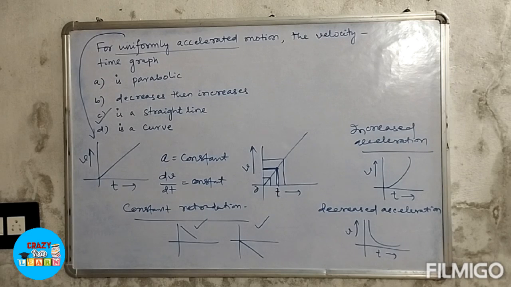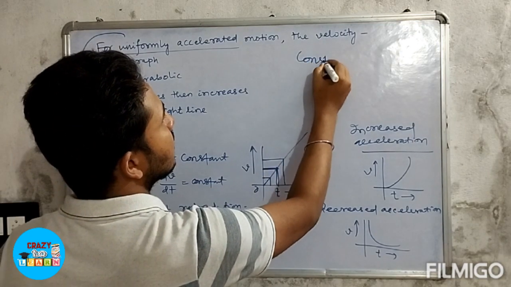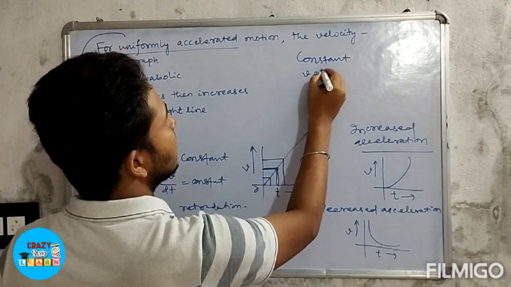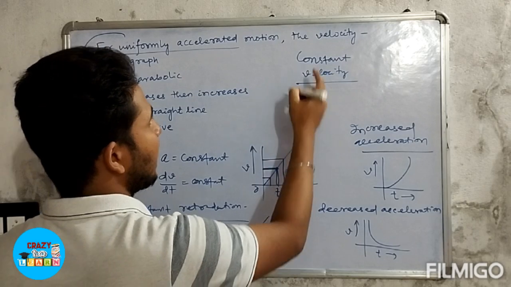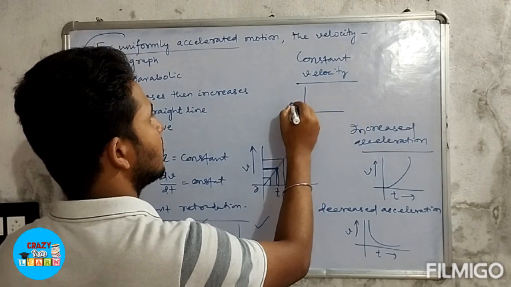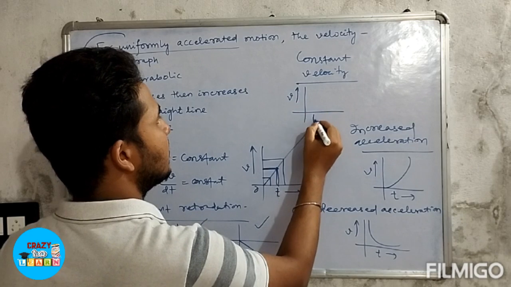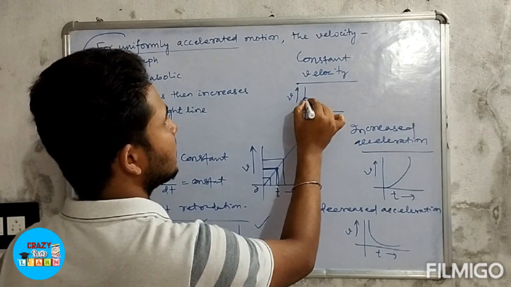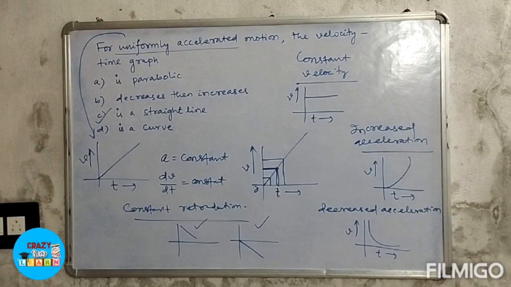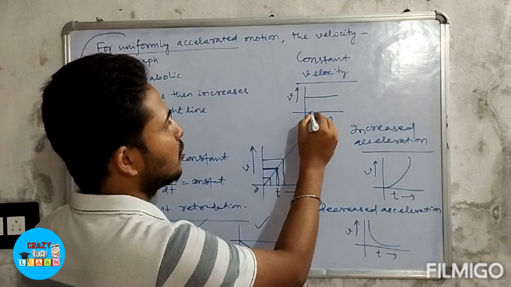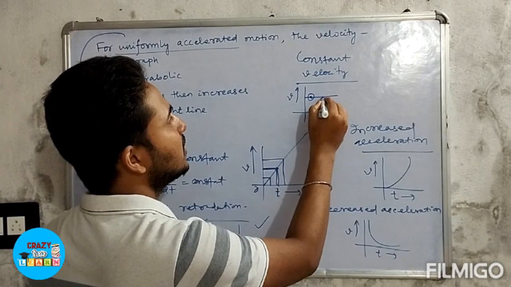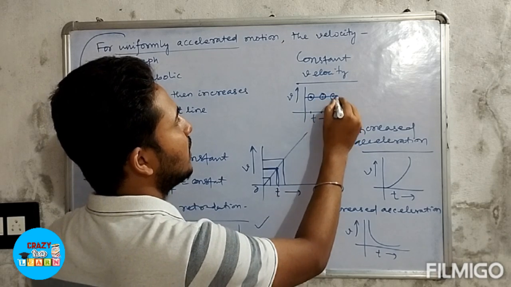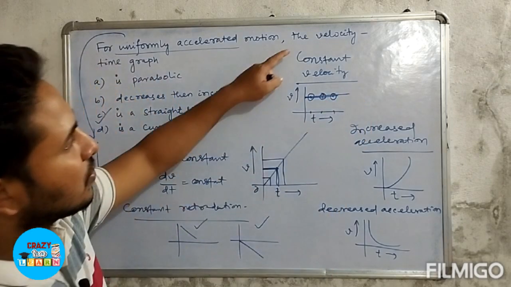If it is asked you about moving with constant velocity, then what is the velocity time graph? The velocity time graph for constant velocity: the change of velocity is constant, so it is a straight line parallel to the x-axis. At 2 seconds, whatever velocity we get, at 5 seconds we get the same velocity, and at 10 seconds we get the same velocity. So this is the graph for constant velocity.